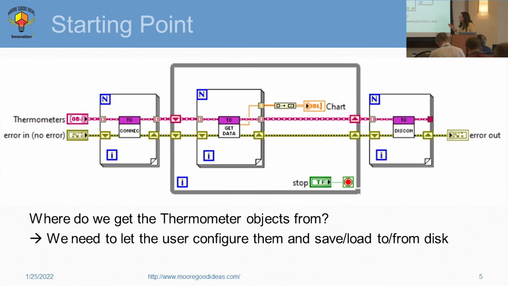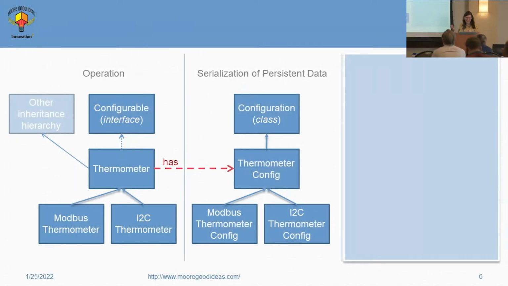Okay, so this is our starting point. If you're writing a basic program, we're going to connect to our thermometers, start getting some data from them and graph it, and then at the end we'll disconnect. But the question is, how do we get those thermometer objects? If we're going to load them from file, or if we want the user to type them in the UI, how are we going to get them? So here's the answer. I'm going to split that thermometer into basically 2 objects.